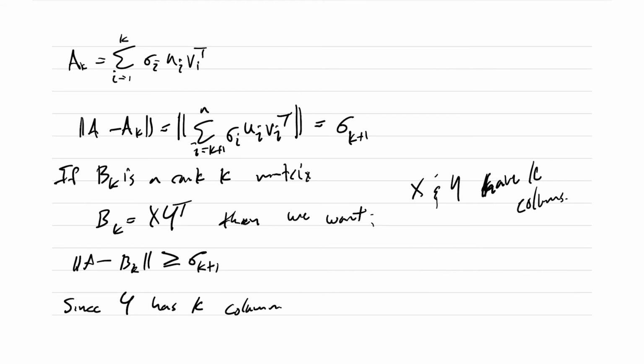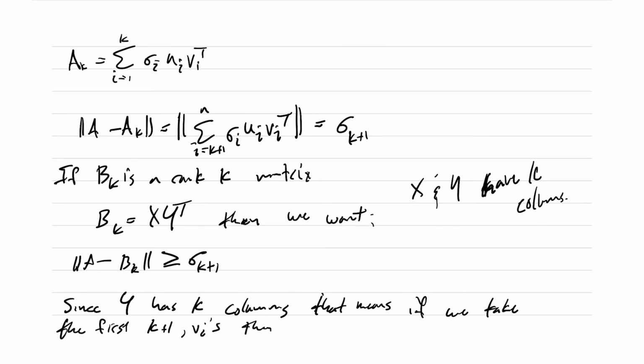Right. So since Y has k columns, that means that if we take the first k plus 1 v_i's, then there exist some weights, a W that could be written like this, gamma_1 v_1 up to gamma_{k+1} v_{k+1}, that is in the null space of Y. And this again comes from the rank-nullity theorem.